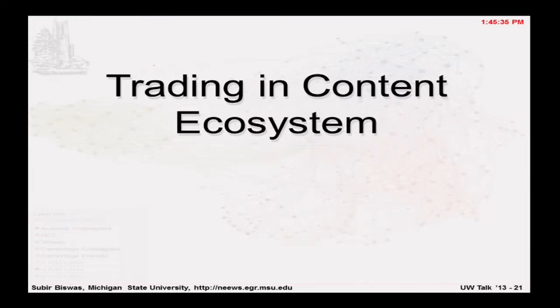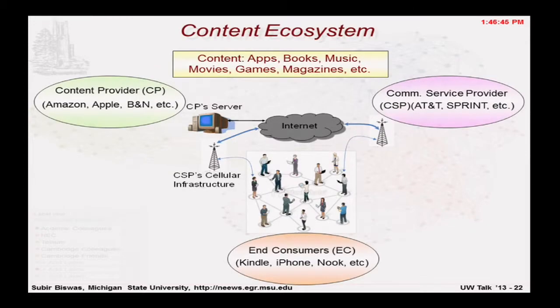Okay. So there are different types of trading that can happen. The one that I'm going to concentrate on in today's talk is the content ecosystem. Content ecosystem, think about this: your apps for your phone, right, or the Amazon books, or Barnes & Noble books and all these things. So these guys are the content service providers. So these are the three different stakeholders of this system.